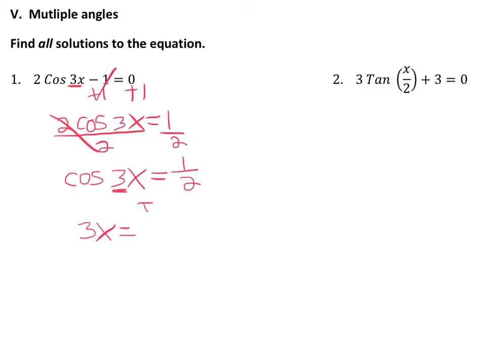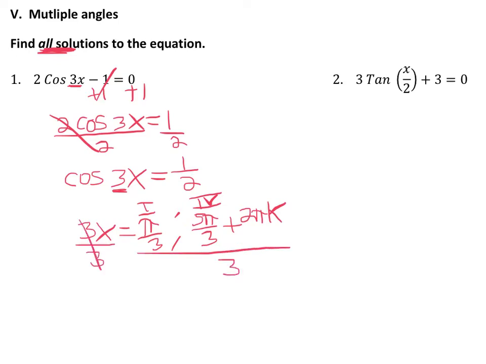Cosine is positive in the first and fourth quadrant, and the x value is 1/2 at pi over 3. So pi over 3 is an answer. In the fourth quadrant, it's 5 pi over 3. And then since it says find all solutions, I have to add 2 pi k. Everything that I did, we've done this before, isolating the trig function. Everything is the same. This is the only new step: once you get the angles, then divide everything by 3.